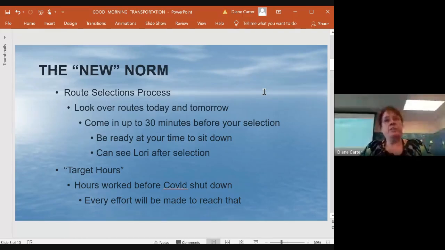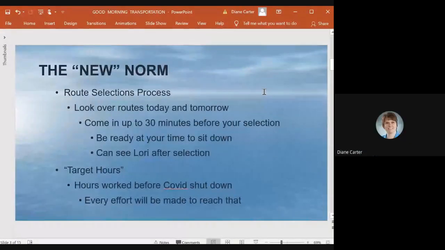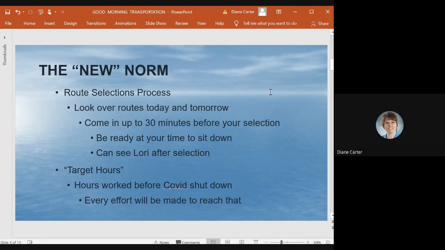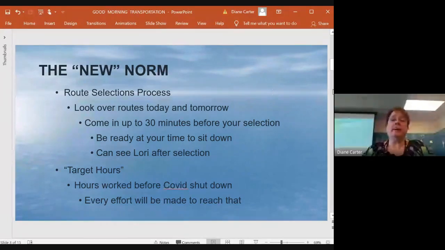We're going to be talking about target hours. And as you come in, we'll tell you what the target hours are. They were what you worked before COVID shut down. So we were being paid from March on per week. That is what we are going to make every effort to reach and get as close to that as we can for you. There's some guidelines that Lori, Risa, Jerry, and I sat down and went through on how to do that, since we're trying to make a 5-day week into a 4-day week. So we're going to go ahead and talk about those and, at the end of it, if you have questions, we'll do questions then.